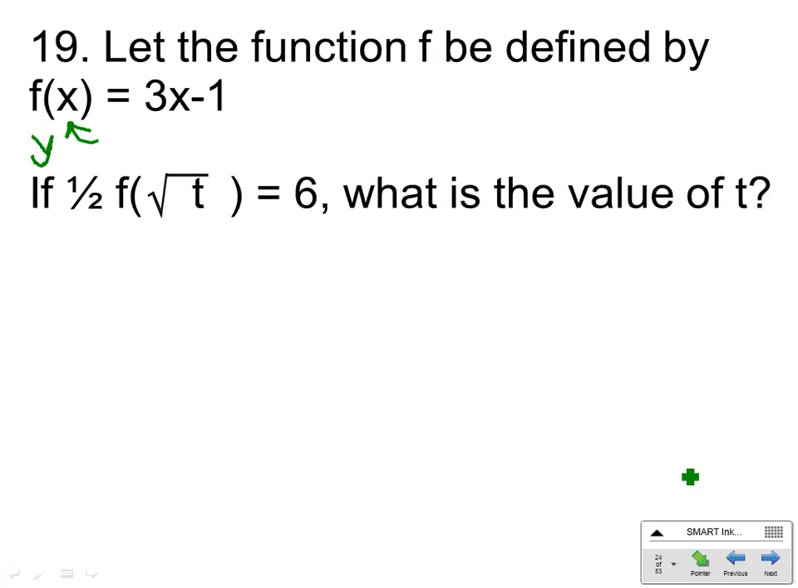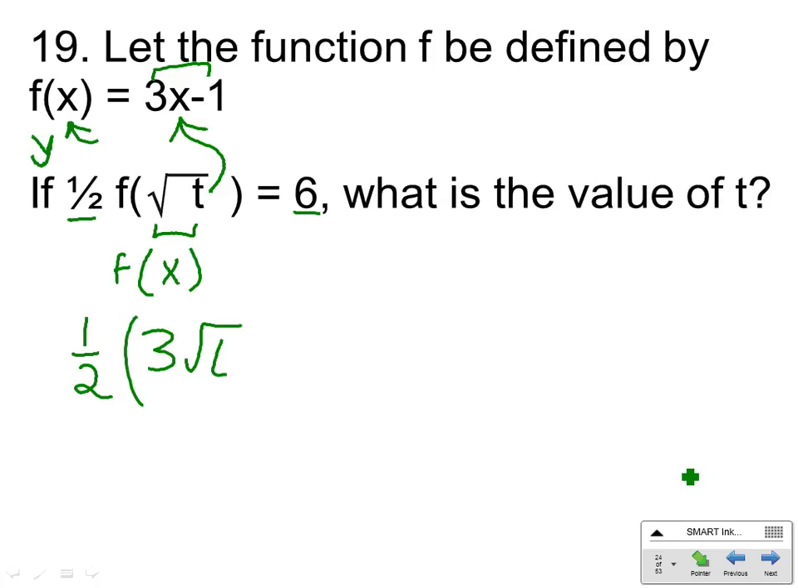So we know that our x value here is square root of t, and then all we have to do is plug in square root of t where we see x here. And then we fill in the other information that we have for this problem. So let's plug in what we have. So 1/2, and f of square root of t is going to be just a matter of plugging in square root of t as x here. So this is 3 times square root of t minus 1. And this is all set equal to 6.